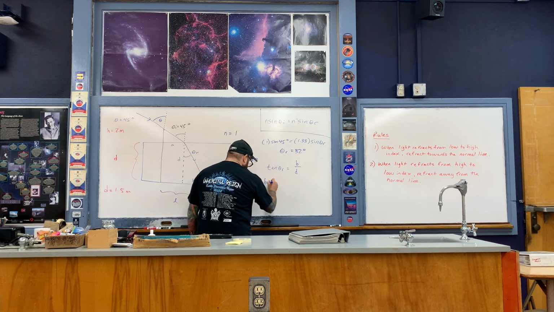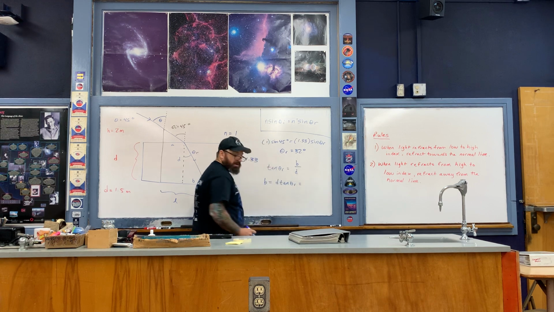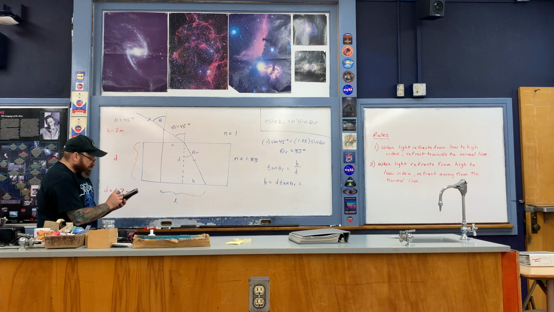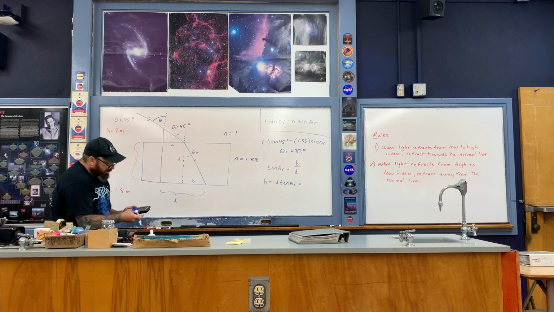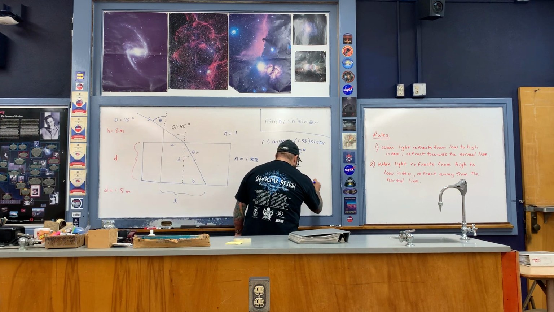Okay, cross multiply to solve for B, like so. All right, so let's see, the depth was 1.5, multiply that by the tangent of 32 degrees, and that comes out to be about 0.94 or so meters, like so.